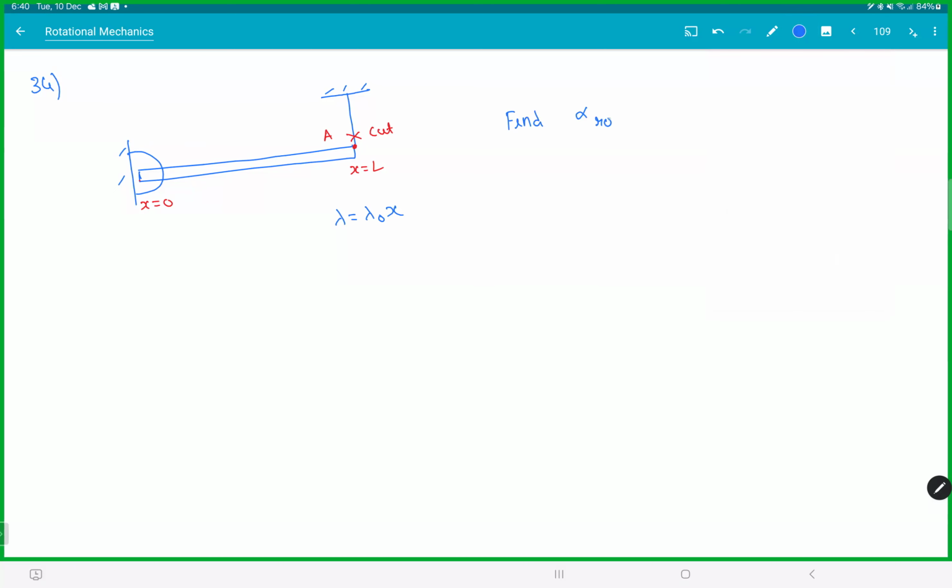Find alpha of the rod, acceleration of point A, and hinge reactions just after cutting. Find acceleration of center of mass also. There, let's get this.